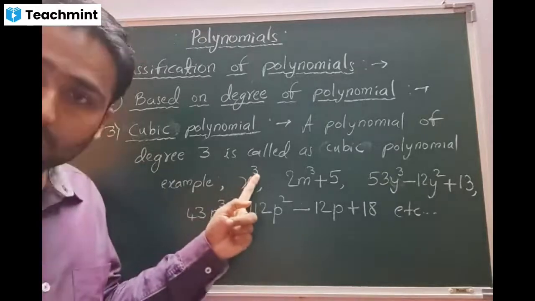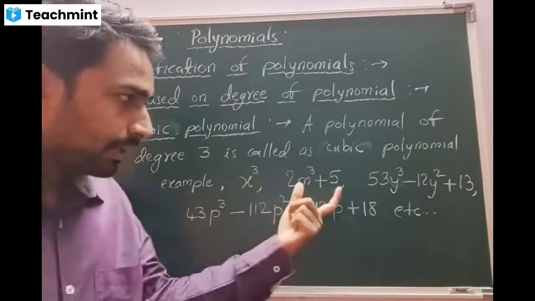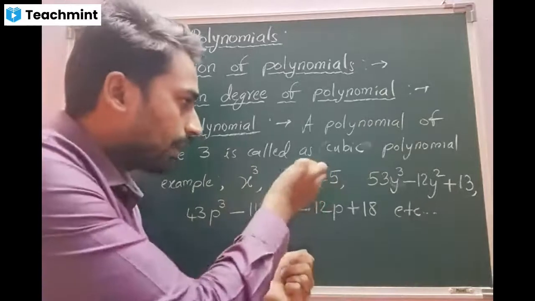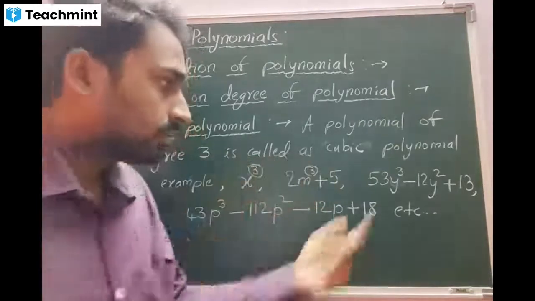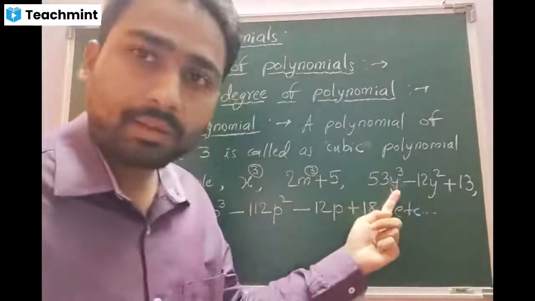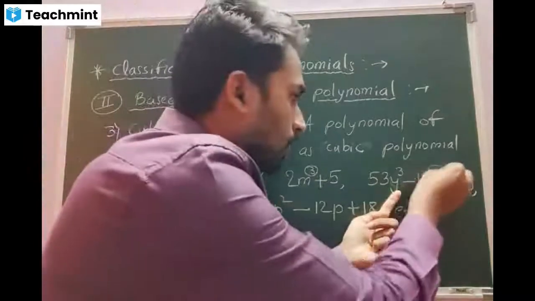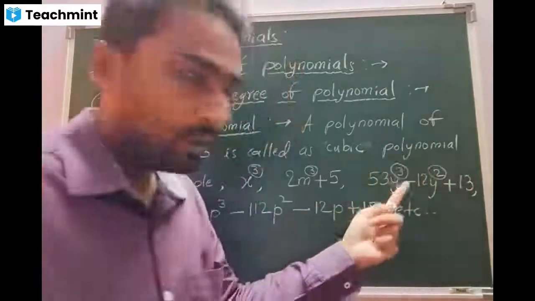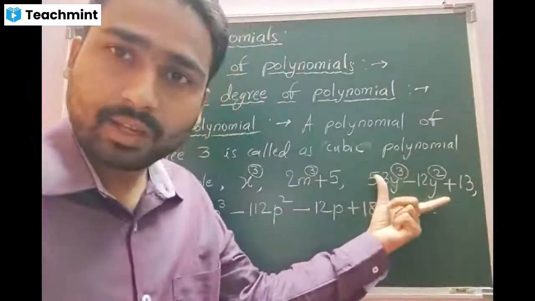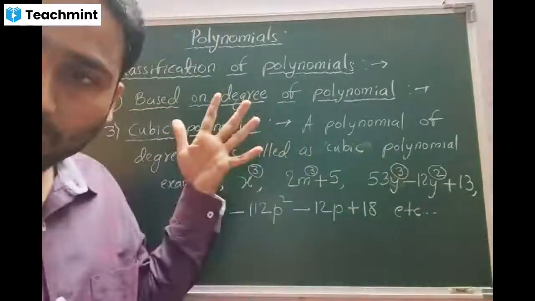The highest power is 3, as I said earlier. But here also only one variable with the highest power 3. Here only one variable repeating twice, with power 2 also with power 3 also. The highest is 3, hence its degree is 3. We call it a cubic polynomial. Is that clear?